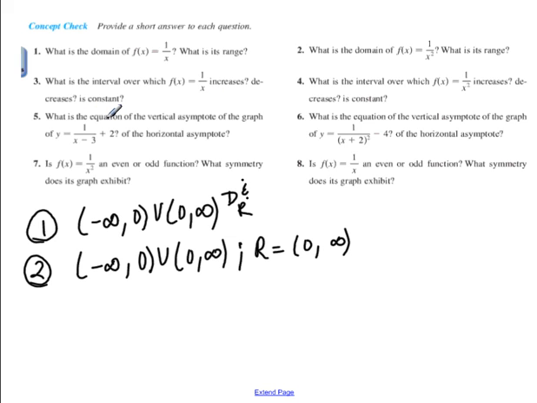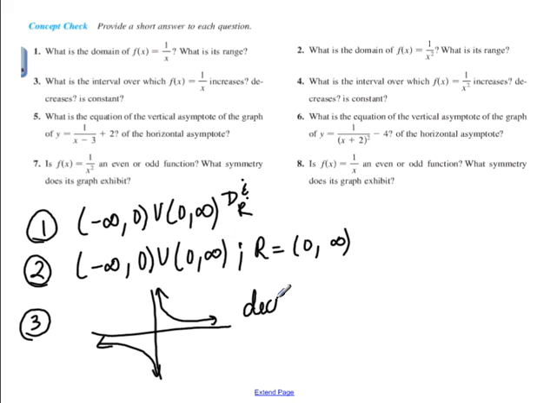So that's bringing back in those things that we talked about. Well, remember that the basic shape of 1 over x looks like this, right? So where is it increasing or decreasing? Well, as you move from left to right, this piece is going down, and this piece is also going down. So it's actually decreasing on all of its domain. So we would say it's decreasing from negative infinity to 0, union 0 to infinity.